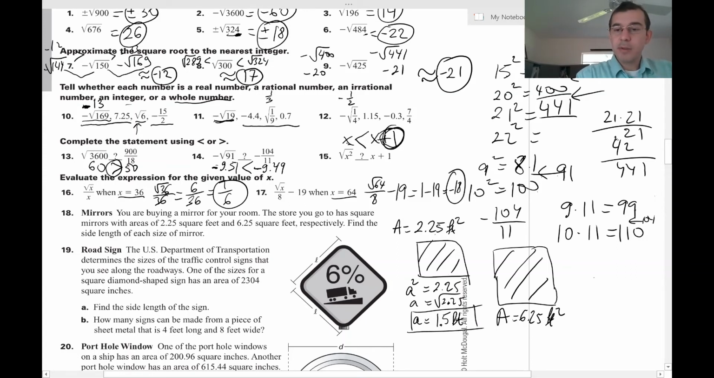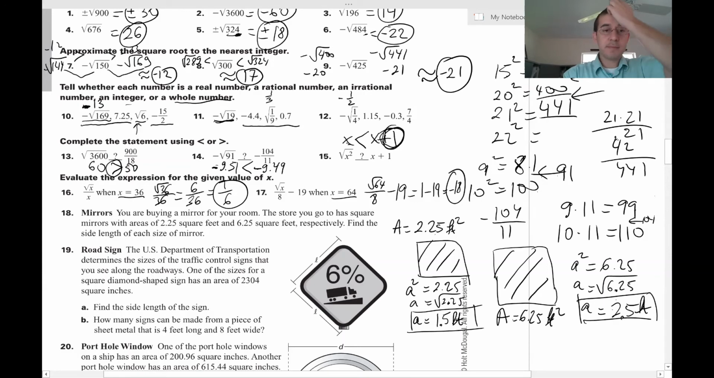And then the bigger one, we have a squared is 6.25, or just a is square root of 6.25. The square root of 625 is 25, and this is 6.25, so 2.5 feet. So 2.5 feet, that's the side length of the larger mirror.